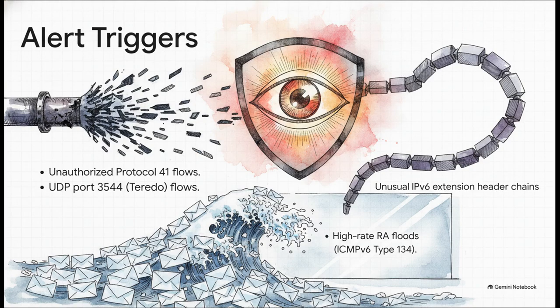You also need to watch for RA floods, specifically high-rate ICMPv6 Type 134 events. Those strongly signal a denial of service attack, or maybe a rogue router popping up on your network. Finally, log an alert on any unusual extension header chains. Attackers love using weird extension headers to slip right past basic firewall rules.